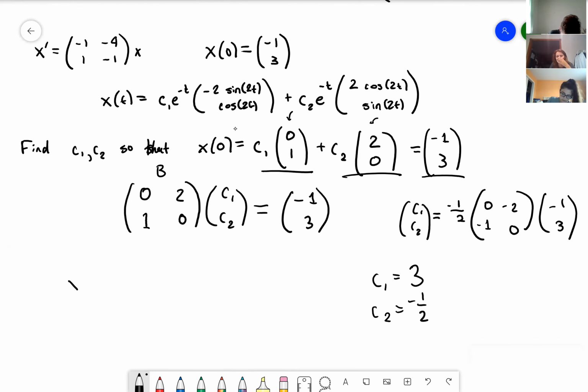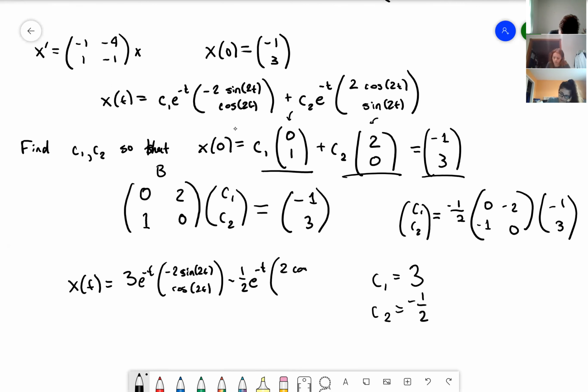And we get that our specific solution is 3 e to the minus t, -2 sine of 2t, cosine 2t, minus 1/2 e to the minus t, 2 cosine 2t, sine of 2t.